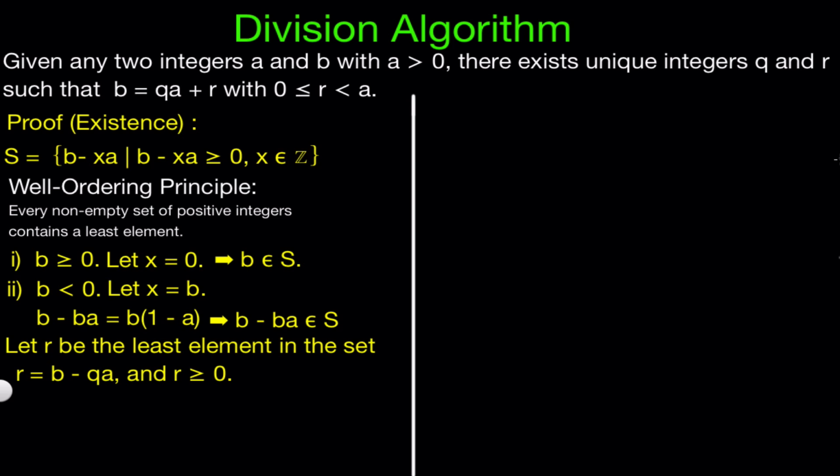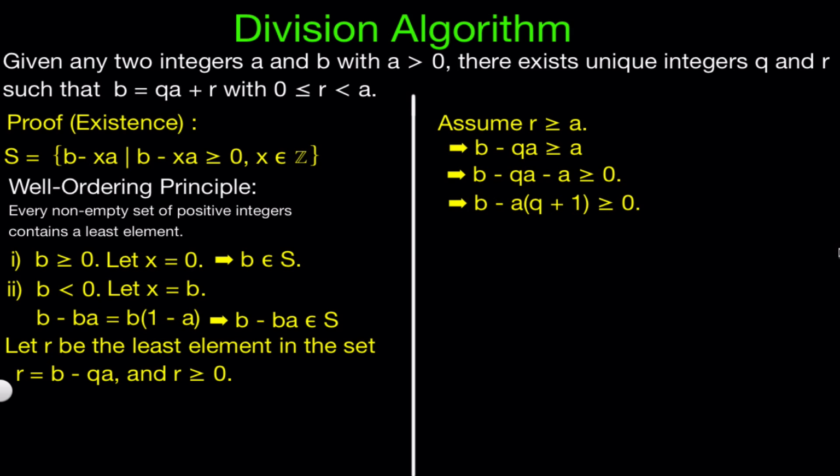The last thing we want to show is that R is less than a. And in order to do that, we're going to use contradiction. So let's assume that R is greater than or equal to a. Well, since we know that R equals b minus qa, this tells us that b minus qa is greater than or equal to a. Now we can subtract the a from the right side, and we get that b minus qa minus a is greater than or equal to 0. And we can rewrite this, and we get b minus a times q plus 1 is greater than or equal to 0.